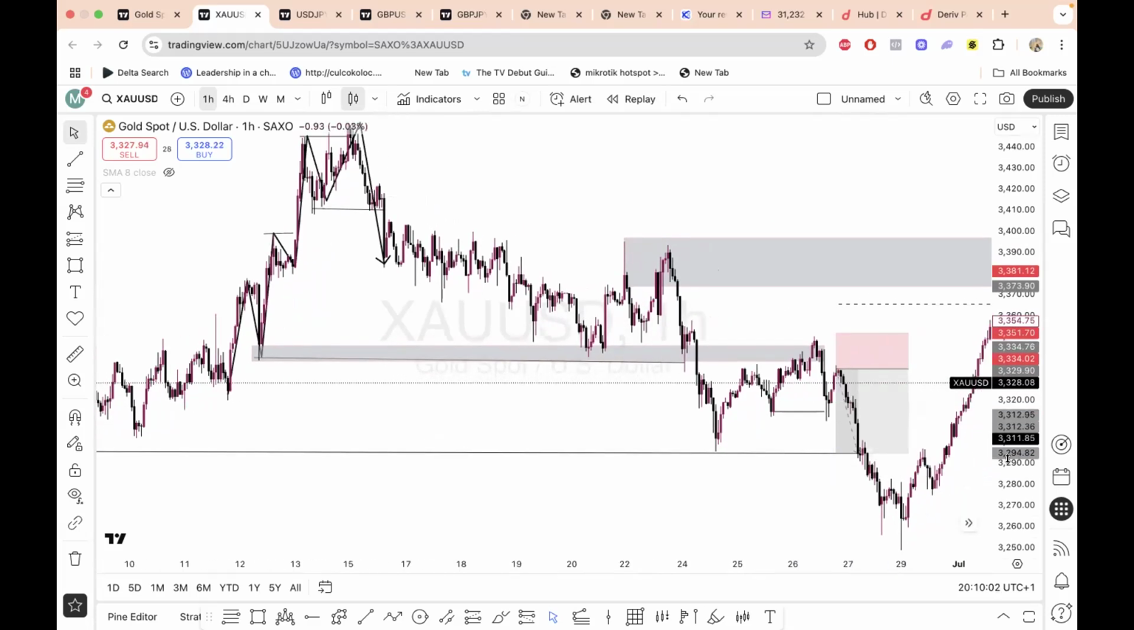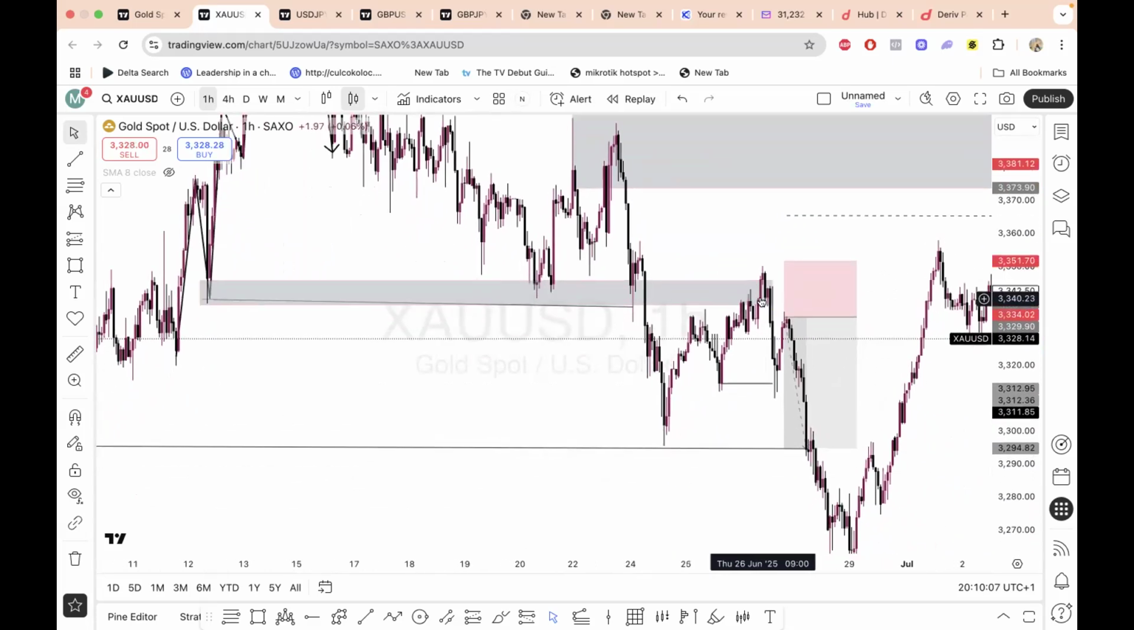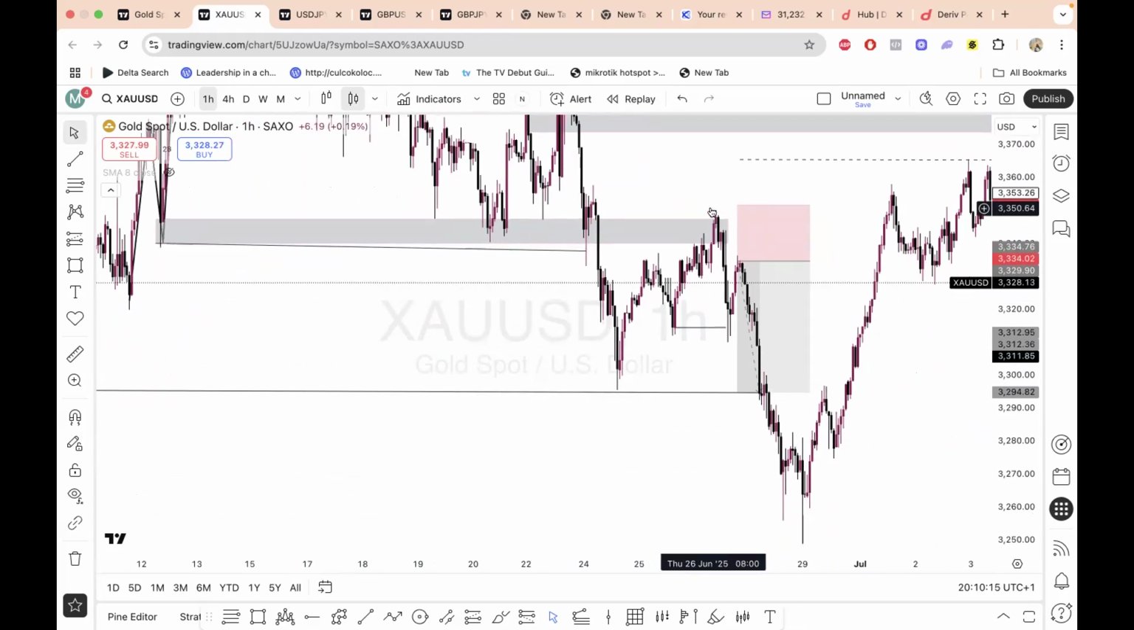Beautiful. Are you seeing the resistance here? This place, is it pushing the market down? Yes or no? Are you seeing it happen before your eyes? Do you see how it pushed?